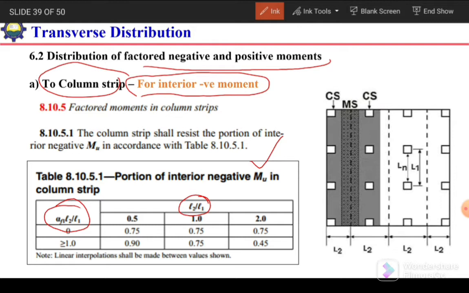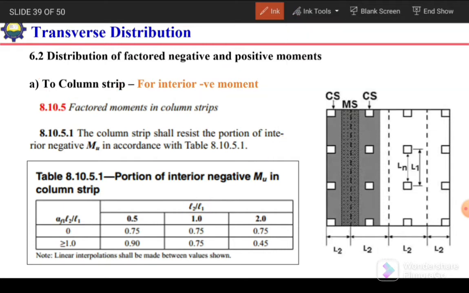For example, this is the interior negative moment, for example at this point. Sorry, we are considering the other direction at this point. This is exterior negative, here positive and negative, if we are considering this frame. So this one will be distributed on the column strip and middle strip.